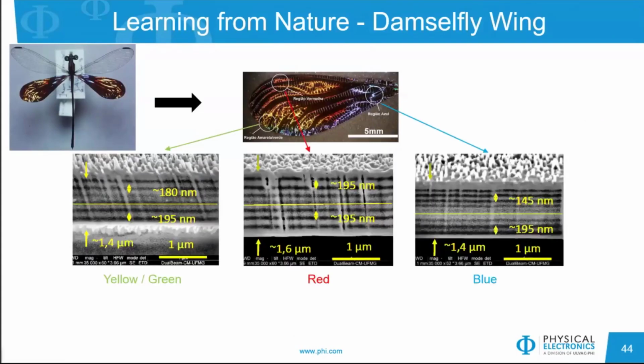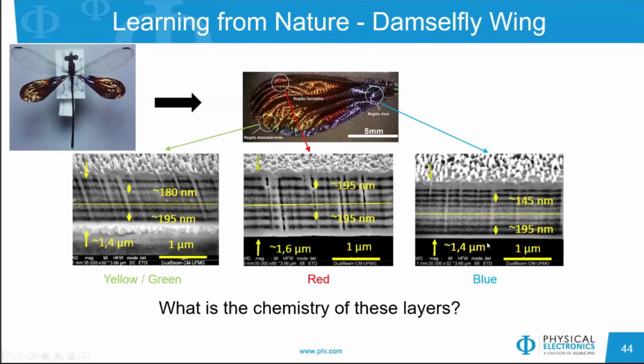Looking at these different regions here, the backside of the wing is a red color. The different regions here have different layer thicknesses, so roughly 180 nanometers for this yellow-green area, 195 for the red area, and 145 for the blue area. And the backside of the wing is red, and you can see that it has the same layer thickness.